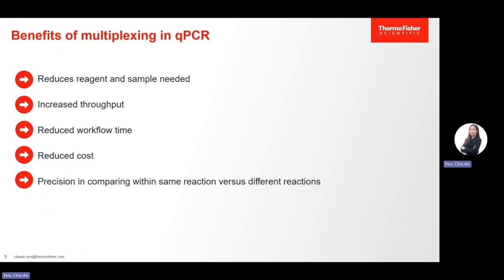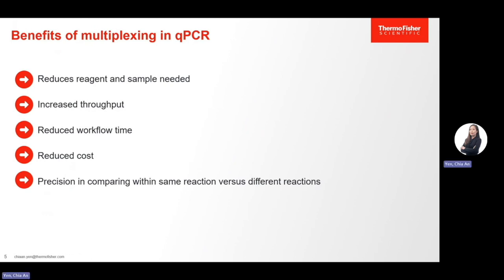Samples with low yield might not be sufficient for amplifying multiple targets in separate reactions. So what's the solution, you might ask? Multiplex in qPCR. So say you have 10 samples and you need to amplify 5 different targets for each of the sample. With multiplexing, you would only need to run 10 reactions, one for each sample, versus 50 single target reactions if you don't do multiplexing.